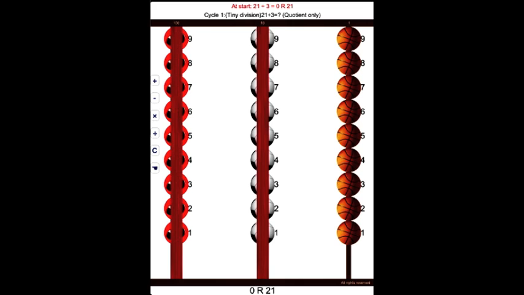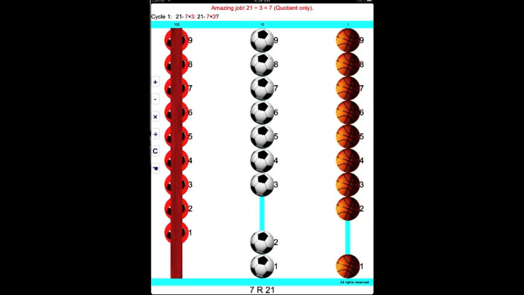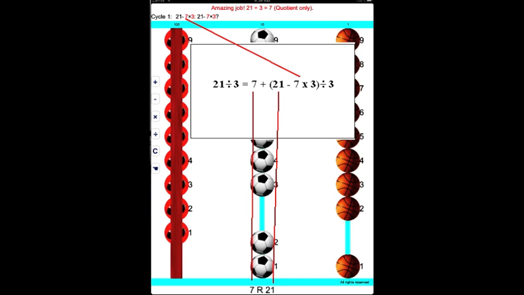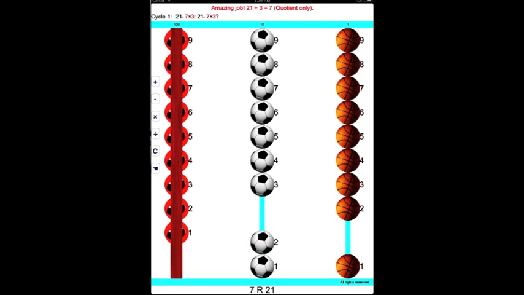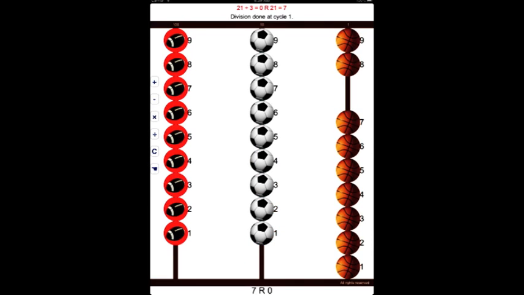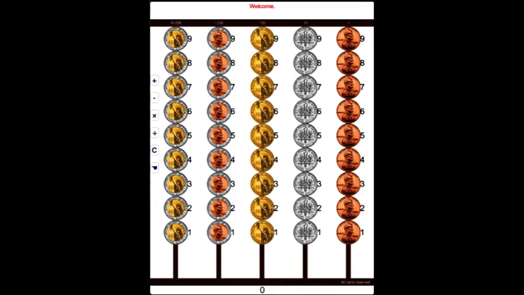When your child pulls down the correct bead, in this case 7, the frame of the abacus will turn blue, and then it will show you how to calculate the remainder. In this case, when you subtract 21 from 21, you get 0, so the remainder is 0. 21 divided by 3 equals 7, with a remainder of 0. Great job! You'll notice this works for very large numbers as well.